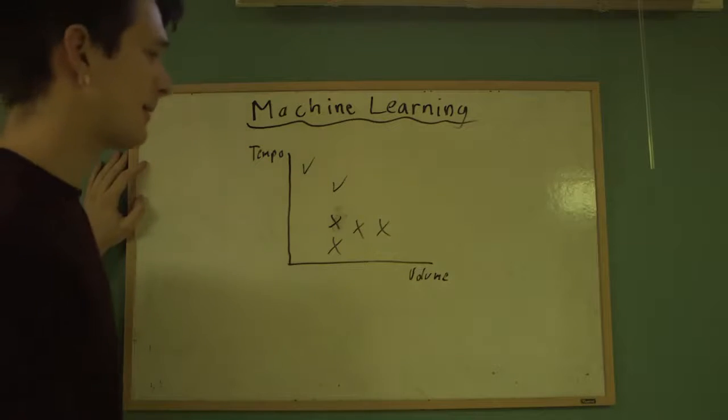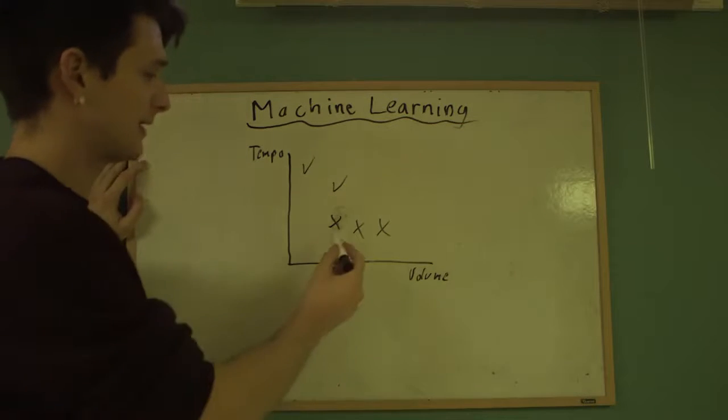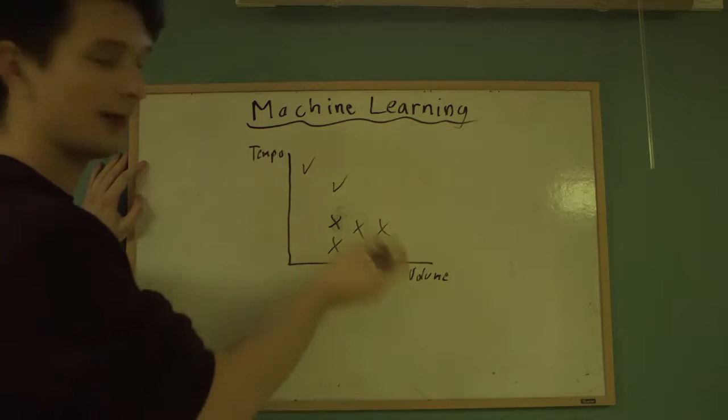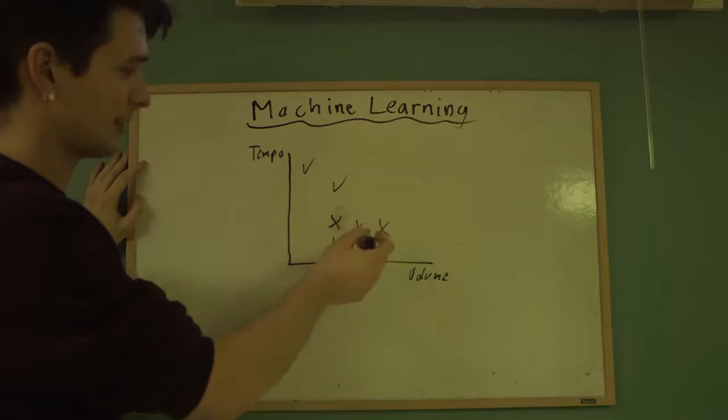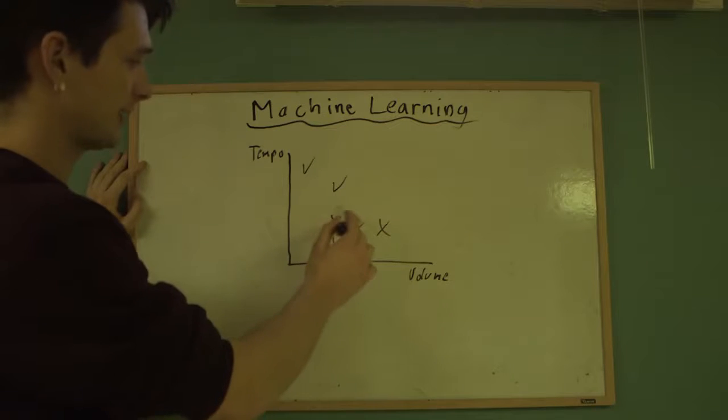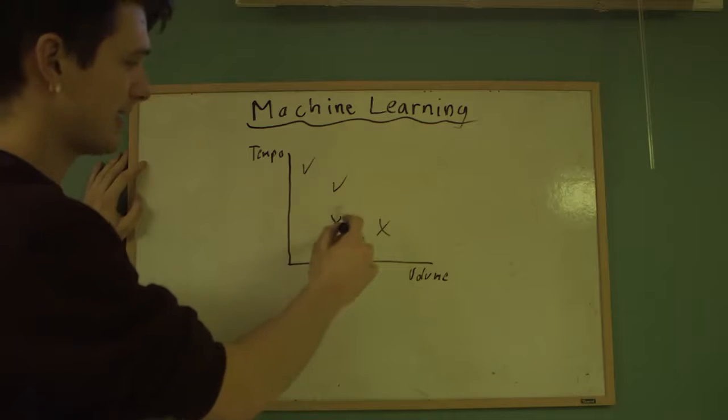So why is that? Why did I make that decision? Obviously, it's because there's three other songs of very similar volume, very similar tempo that I disliked. So I'm probably going to dislike that song. So what we're looking for, in a sense, is the nearest neighbor.